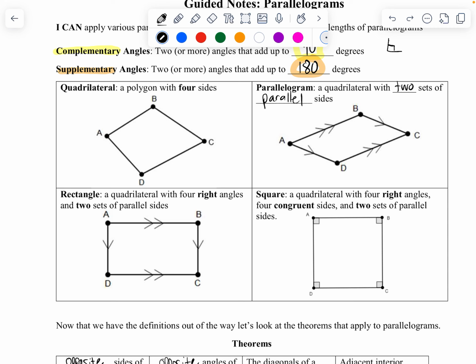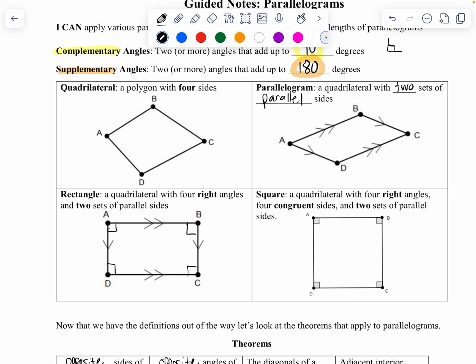A rectangle is a quadrilateral, specifically also a parallelogram, but in addition you have four right angles, one in each corner, right? So that tells you that every angle is guaranteed to be 90 degrees.